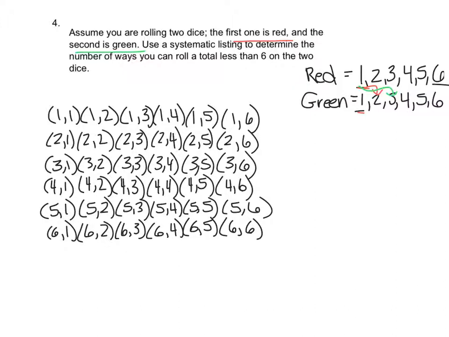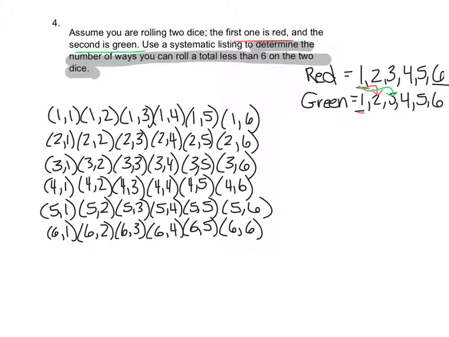Now the question asks me to determine the number of ways that we can roll a total less than 6 on the 2 dice. So in order to figure out the total of the dice, I'm just going to add the 2 numbers together. For instance, if I rolled a 1, 1, then the sum would be 1 plus 1, which is 2. Again, if I rolled a 1, 2, then the sum would be 1 plus 2, which is 3.